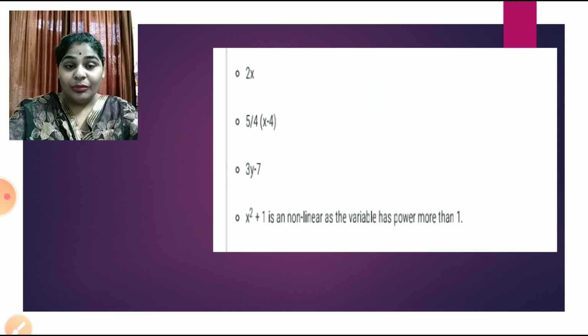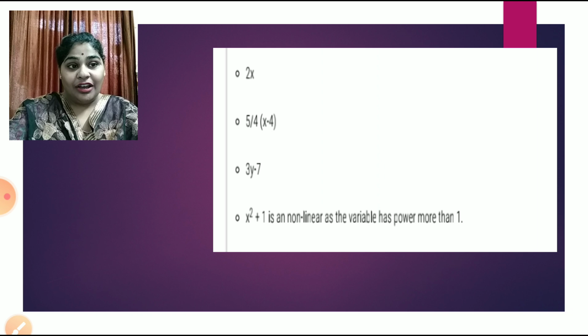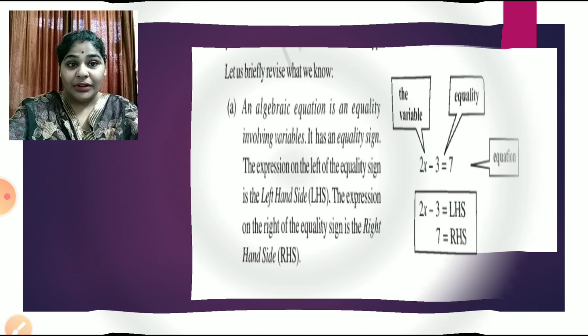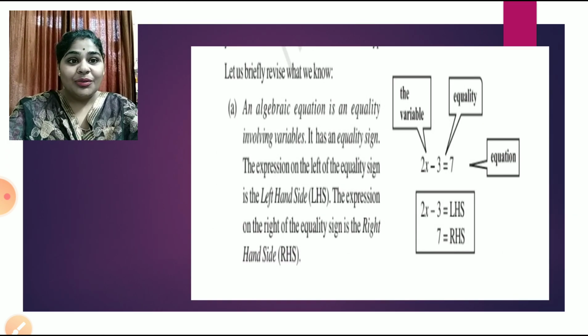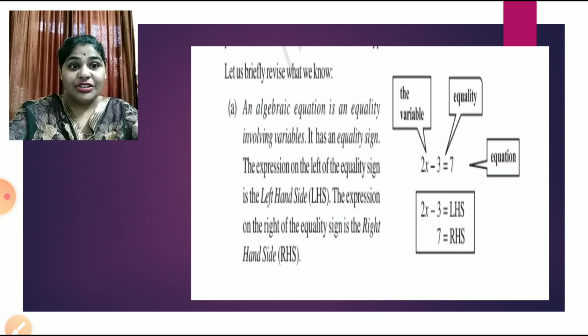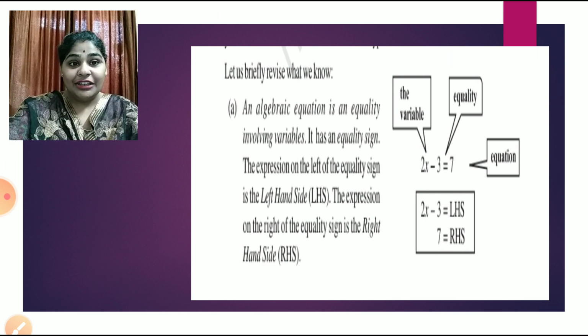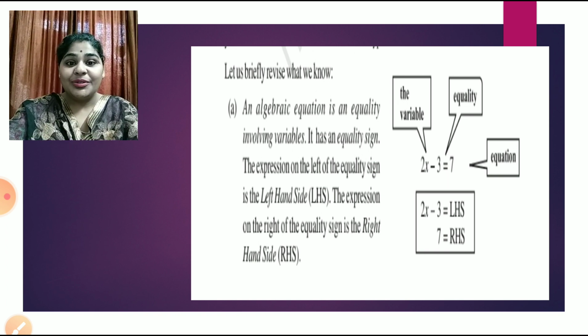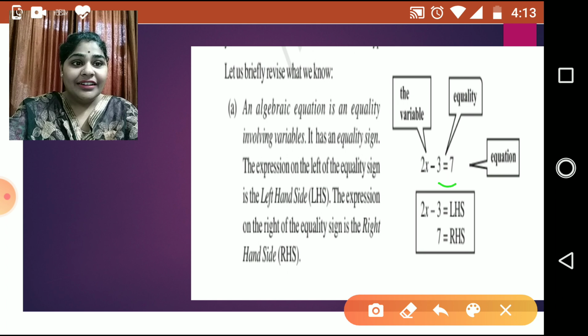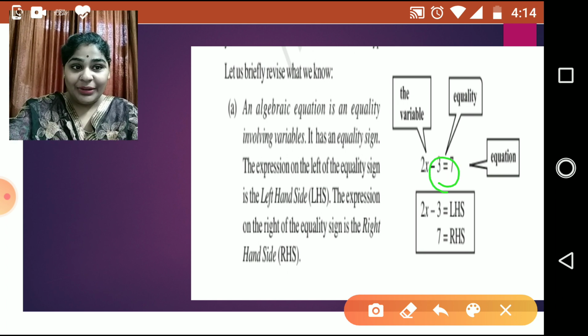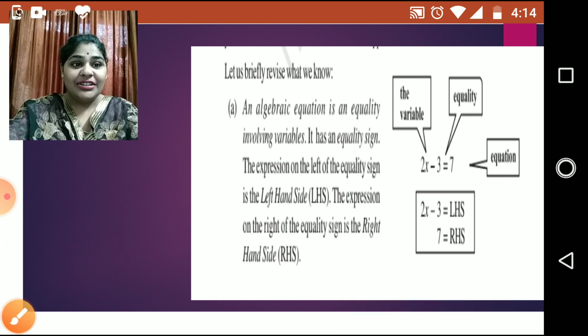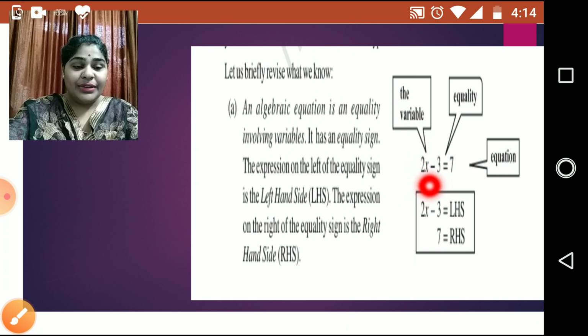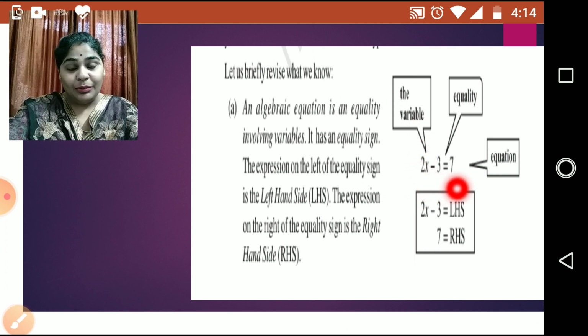Now these all were expressions. Now what is an equation? Let us briefly see. An algebraic equation is an equality involving variables, children. So it has an equality sign. Here you can see the equality sign present over here. It is 2x minus 3 equal to 7.